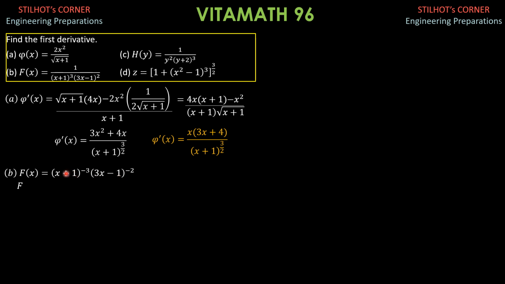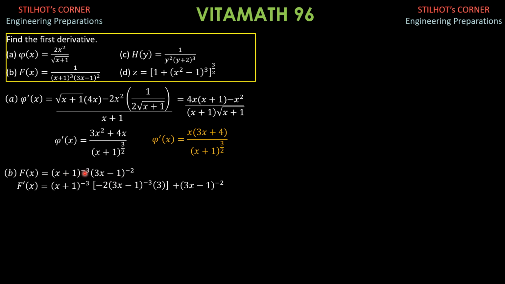So this is the first function. So f prime of x equals x plus 1 to the negative 3 times the derivative of the second, which is negative 2 times quantity 3x minus 1 to the negative 2 minus 1, so negative 3, times the derivative of 3x minus 1, which is positive 3. So the derivative of the second is negative 2 times 3x minus 1 to the negative 3 times 3. Then plus second, we copy 3x minus 1 to the negative 2.